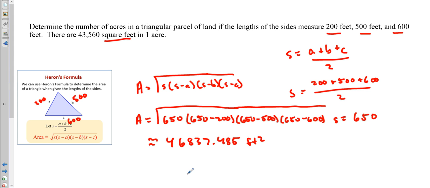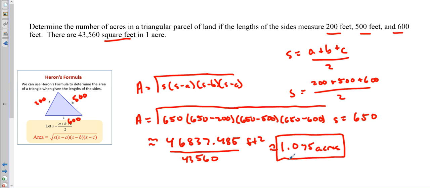That's our area. Now, 1 acre equals 43,560 square feet. So in order to make it into acres, we're going to take this amount and divide it by 43,560. And what we should then have is approximately 1.075 acres. Not too shabby.